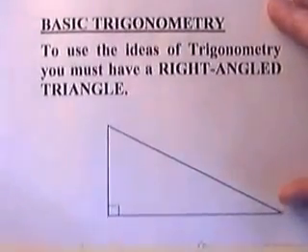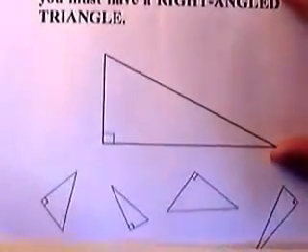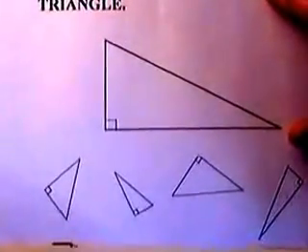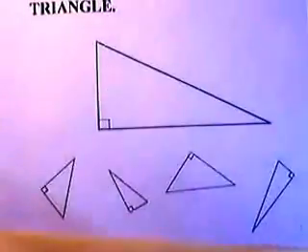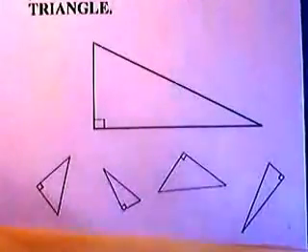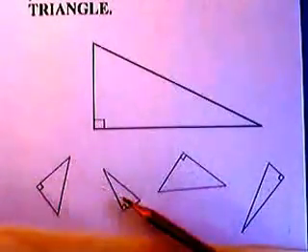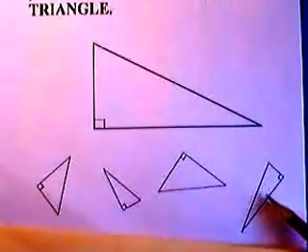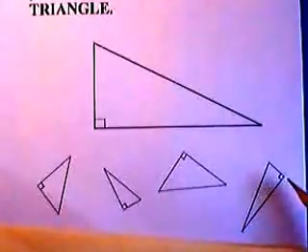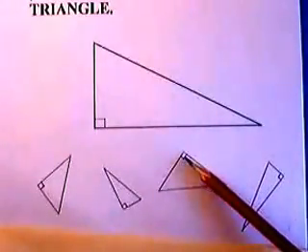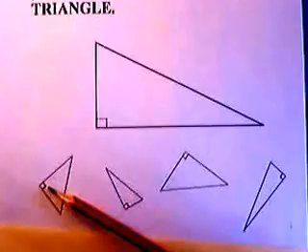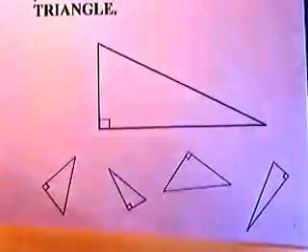However, sometimes in exams they change the position of the right angles to try and see if you can spot the right angle triangle. Here I've got 4 triangles turned in different positions, but they are all right angle triangles because they've all got the 90-degree angle in one of the corners.